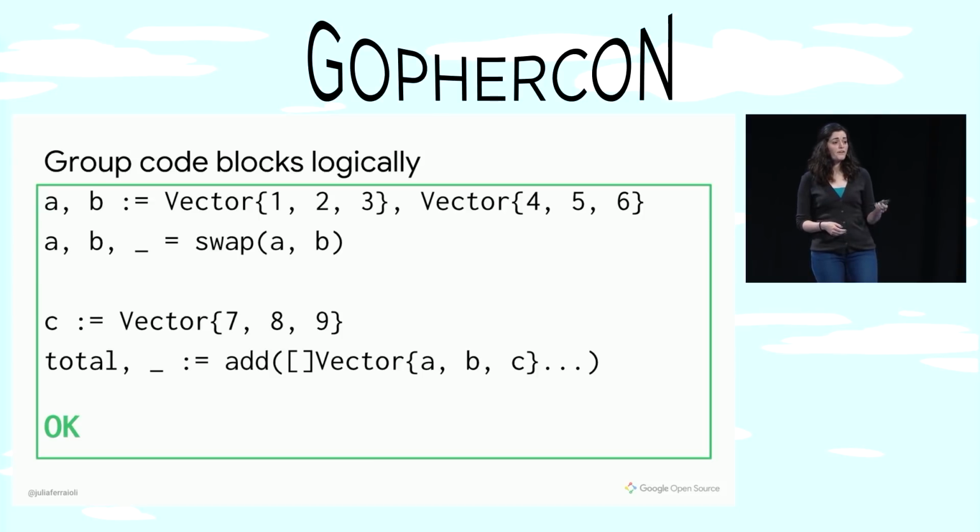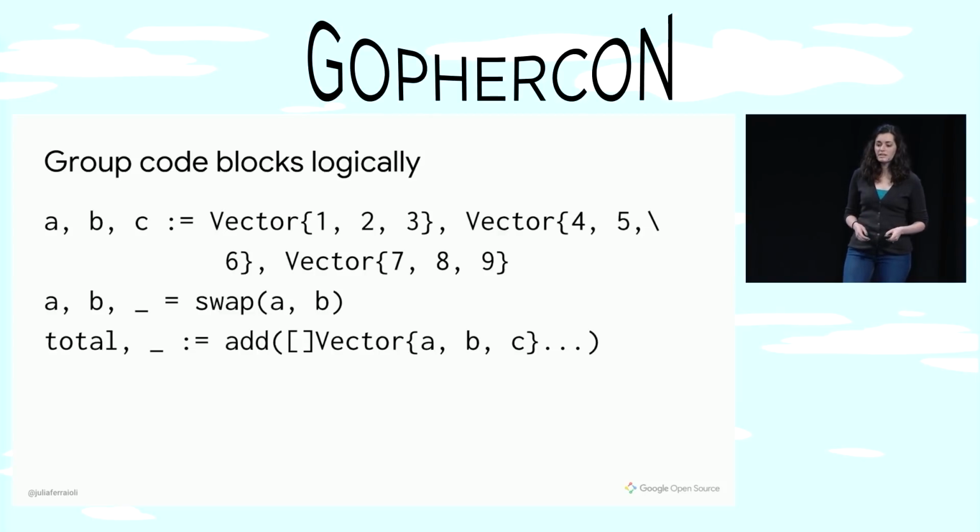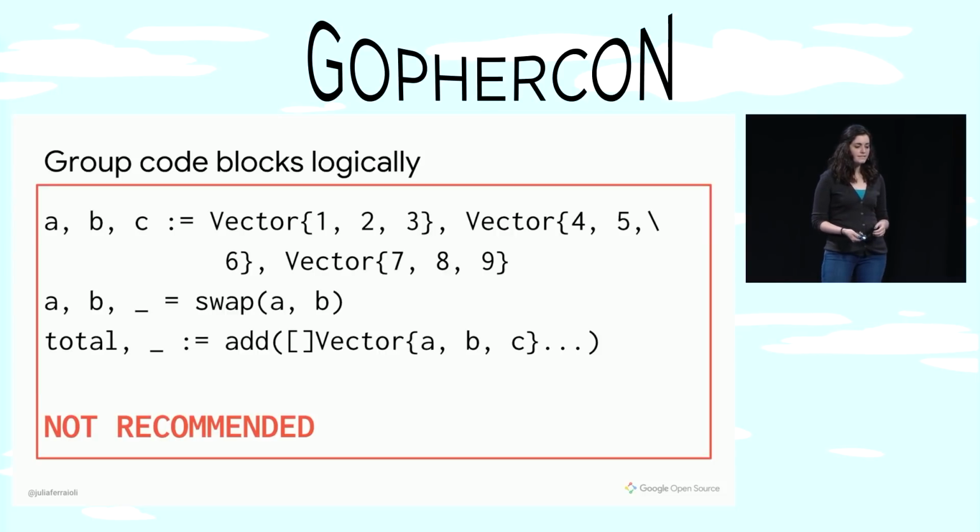I'm going to show you a functionally equivalent block of code. We're going to declare A, B, and C all together. We're going to go ahead and swap them and add them together. And this does not get my stamp of approval. It's 3 lines of code, though. Isn't that good? Why is the first one preferable?